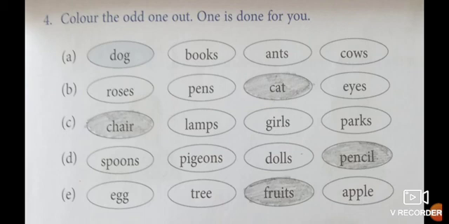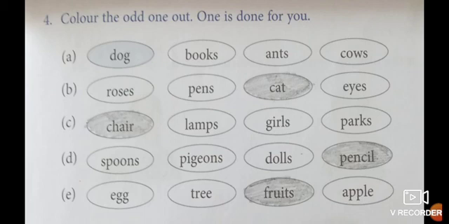First one is dog, books, ants, cows. Now children see dog. Only naming word dog is given. And rest books, S is added. Ants, again S is there. Cows, again S is there. It means dog is singular and books, ants and cows are plural.